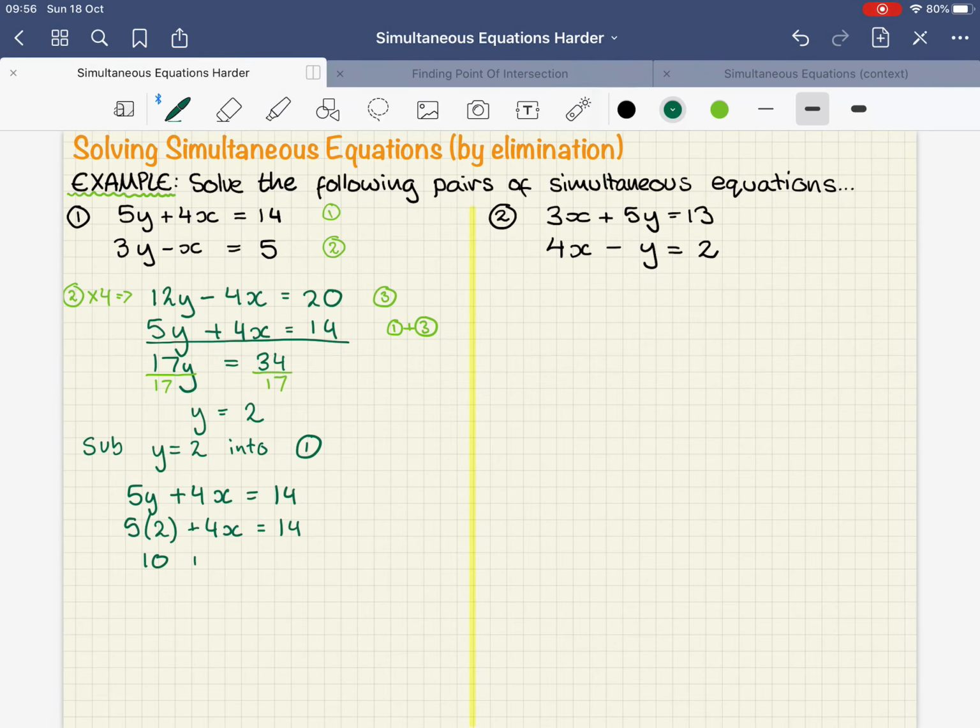So it's going to be 10 plus 4x equals 14. Take away 10 on both sides. That's now 4x equals 4. Divide by 4 on both sides. So x equals 1. And again, just reiterating that final answer, we found y equals 2 and x equals 1.